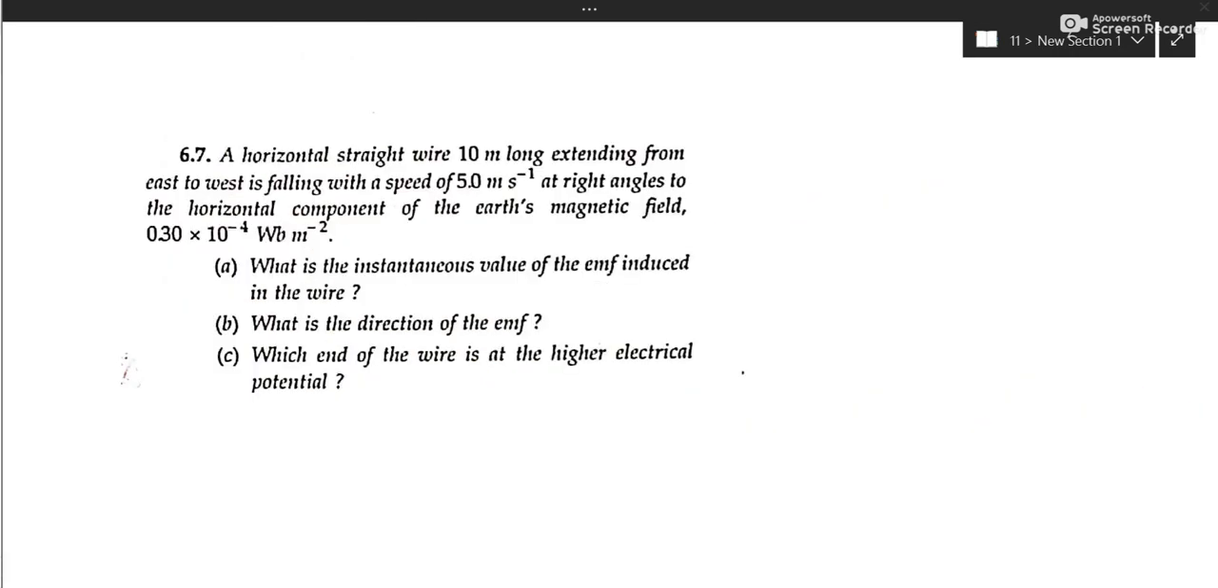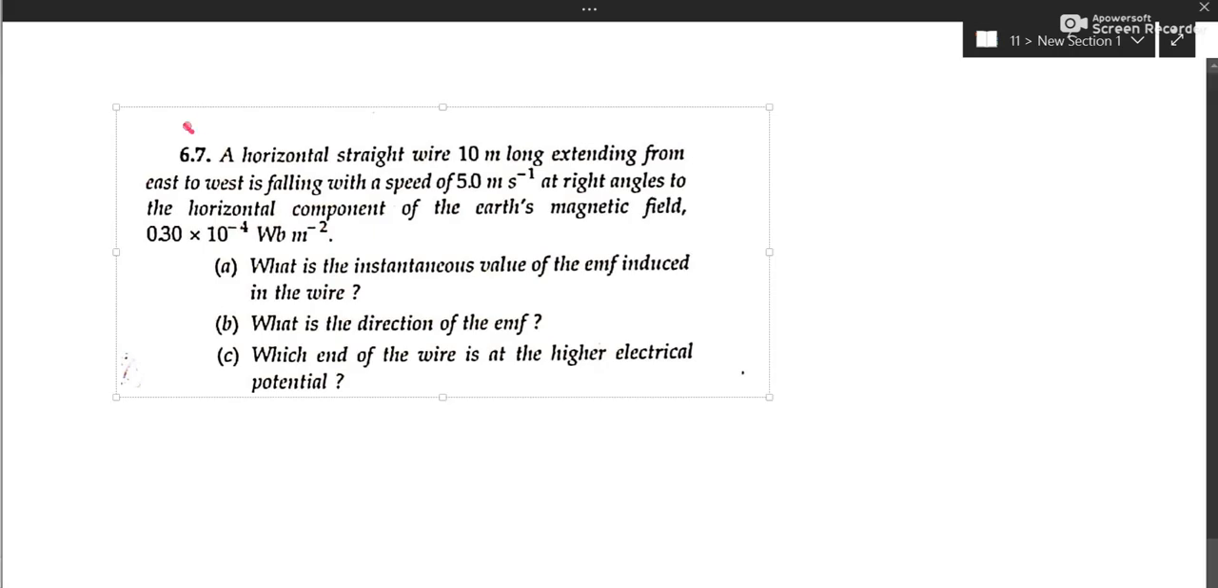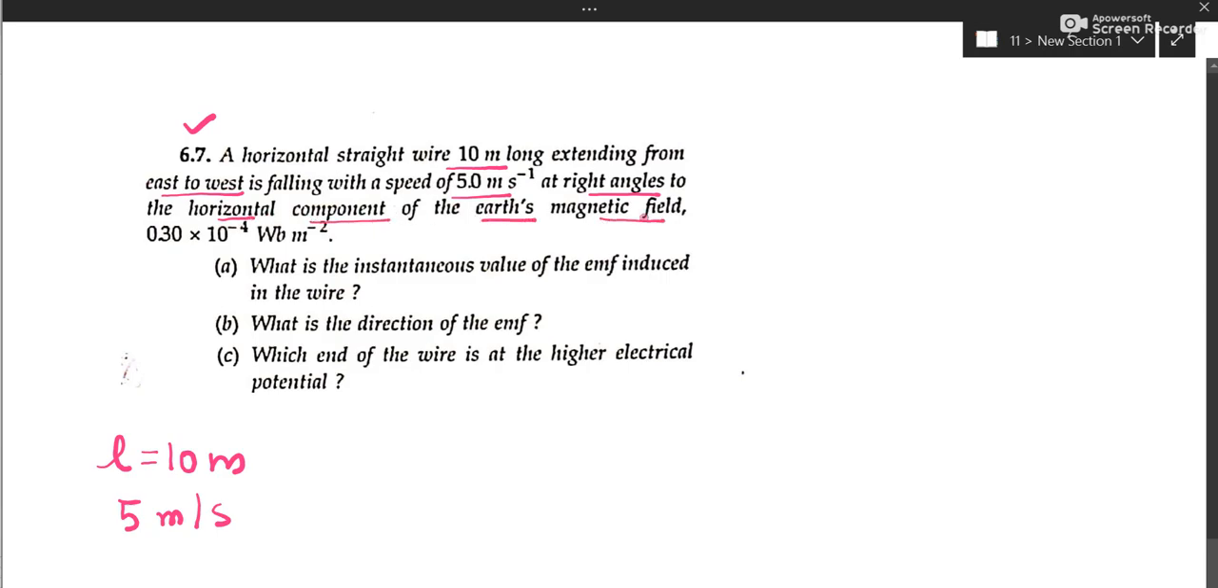Getting to the next question. Let us go to the next question. A horizontal straight wire of length this, so please note down, extending east to west, falls with a speed of 5 meter per second at right angles to the horizontal component of Earth's magnetic field. The horizontal component of Earth's magnetic field is given as 0.30 into 10 to the power minus 4 Weber per meter square, that is the SI unit. So we can write Tesla.